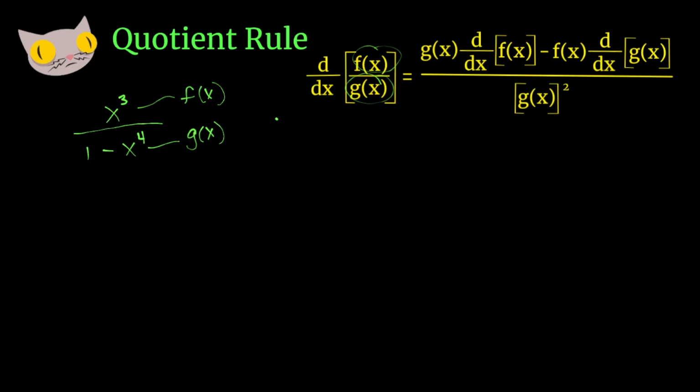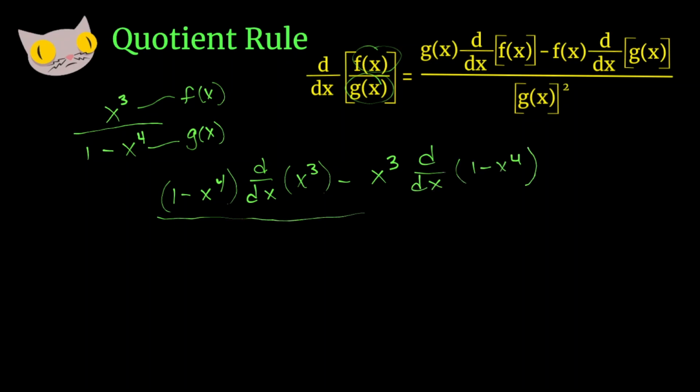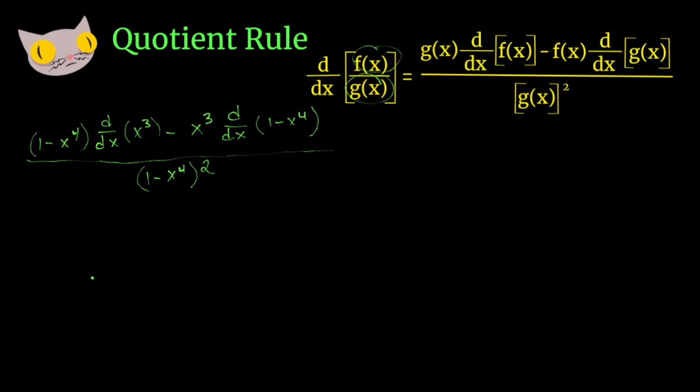So what do we need to do first? Let's just go ahead and set it up. Let's put our g function right here, and we need to take the derivative of the f function, x cubed, minus the f function times the derivative of the g function, and that's going to be all over the g function squared. Okay, so now let's solve. We have 1 minus x to the fourth, that stays there. The derivative of x cubed, we're going to need to use a power rule. So we're going to move the 3 down here in front of the x and then subtract 1 from the exponent.